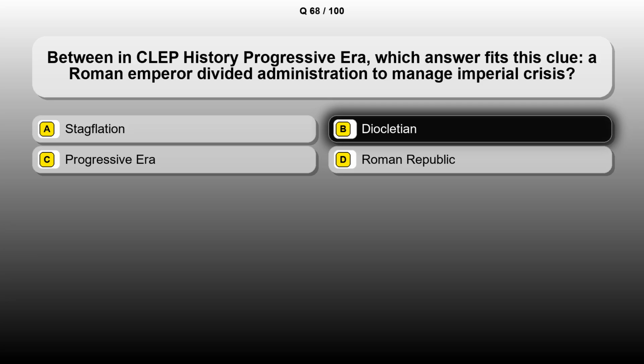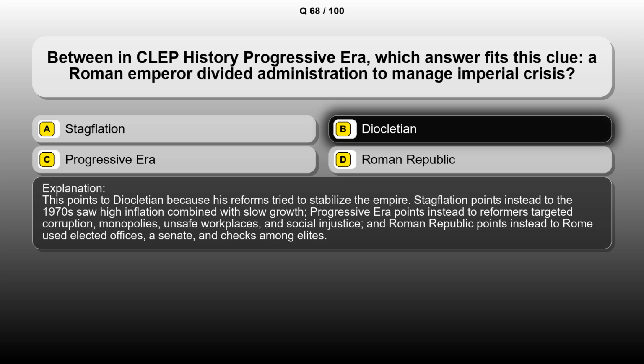The correct answer is option B, Diocletian. This points to Diocletian because his reforms tried to stabilize the empire. Stagflation points instead to the 1970s saw high inflation combined with slow growth. Progressive Era points instead to reformers targeted corruption, monopolies, unsafe workplaces, and social injustice, and Roman Republic points instead to Rome used elected offices, a senate, and checks among elites.